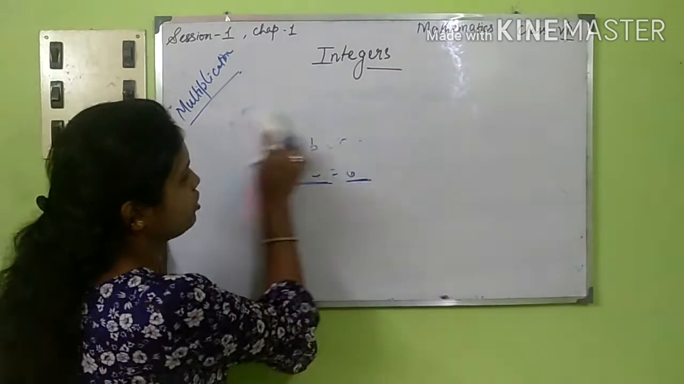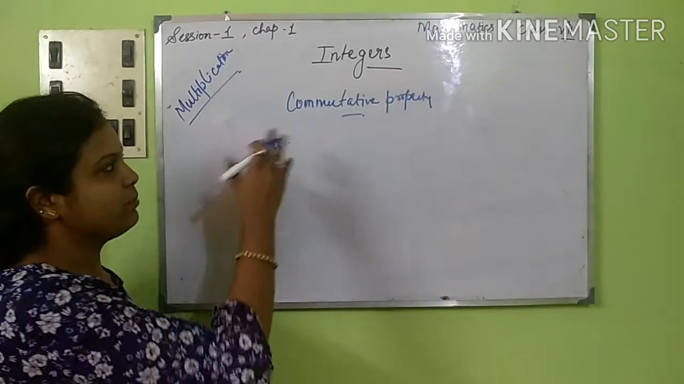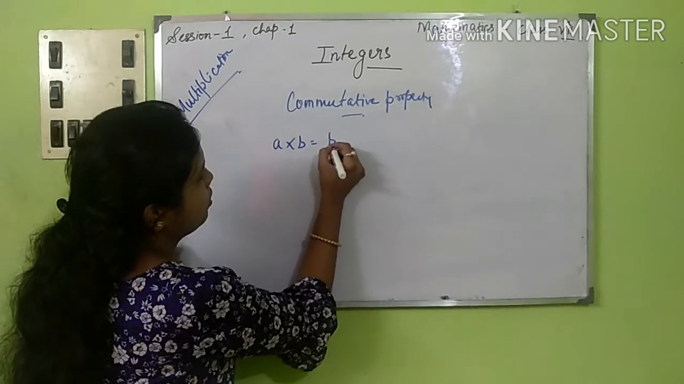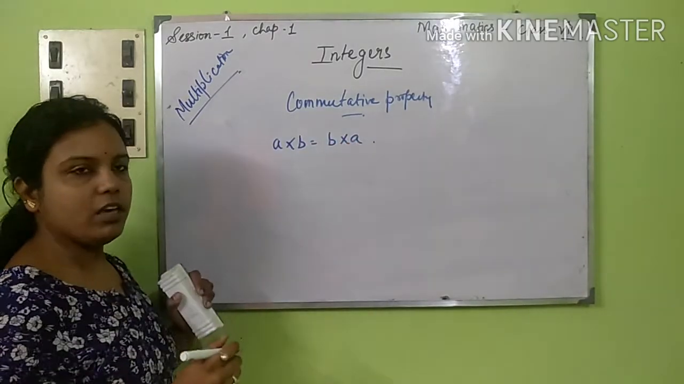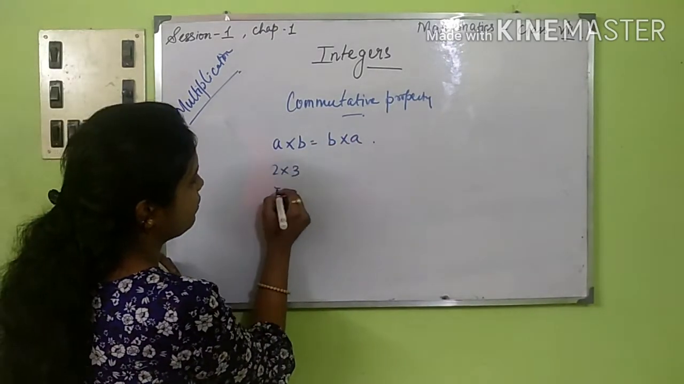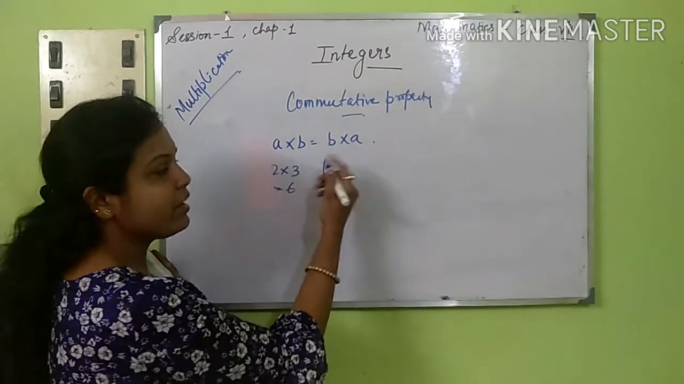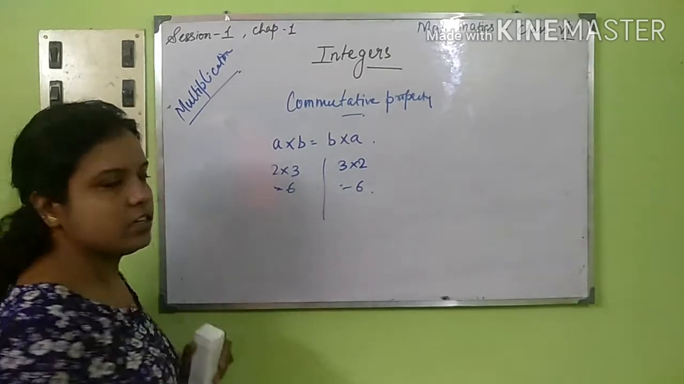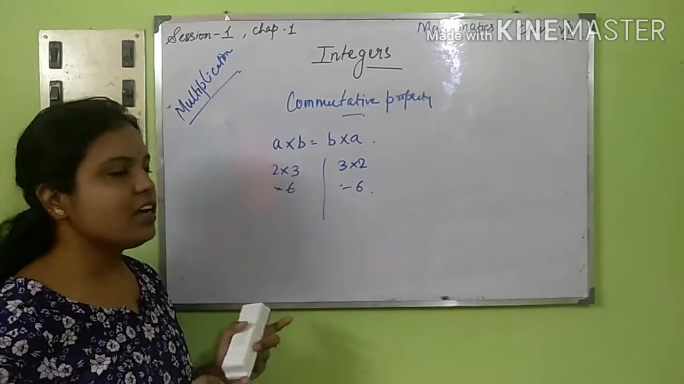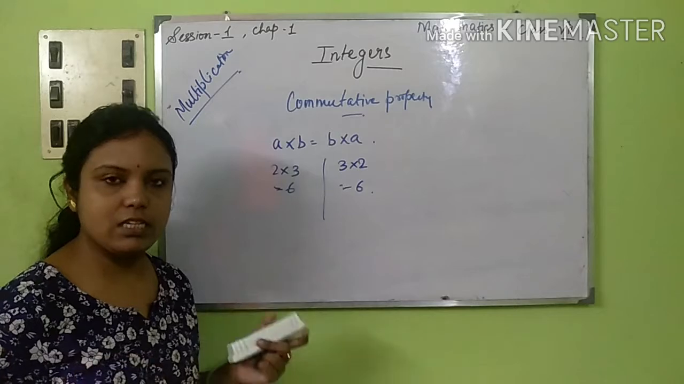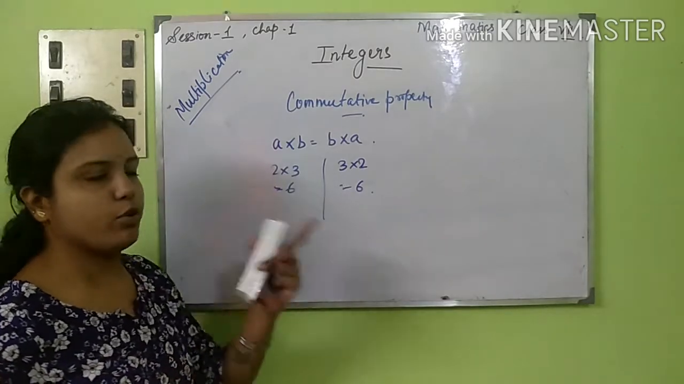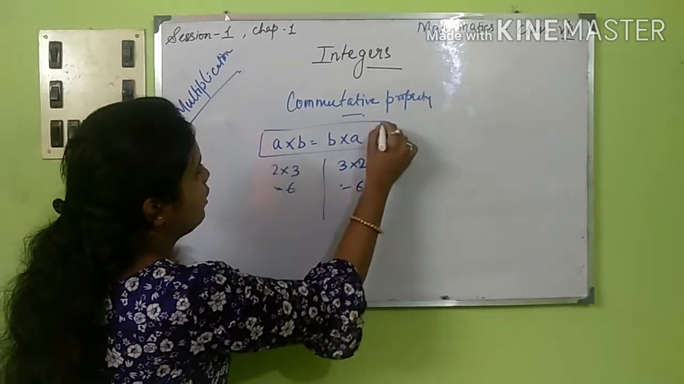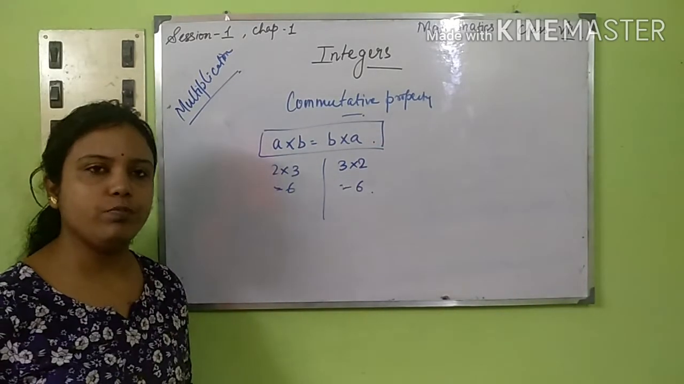Next, coming to commutative property. Now coming to commutative property, a into b will give you b into a. Suppose 2 into 3 is giving you 6. Again, if you rearrange the digits and multiply, 3 into 2, that also will give you 6. So you can understand, even after rearranging the digits, the result remains the same for commutative property in case of multiplication. So this was the law or formula for commutative property.